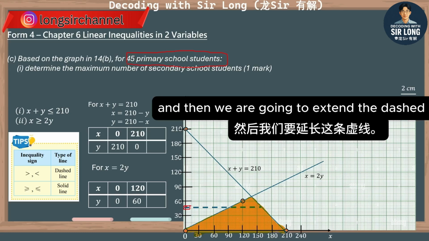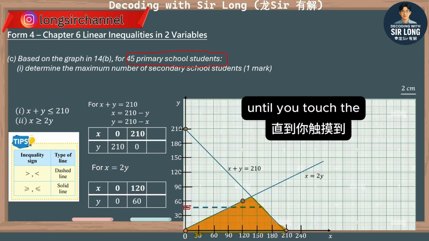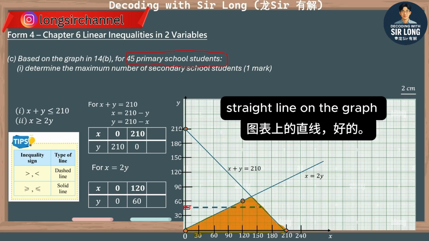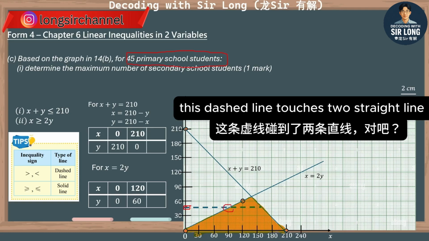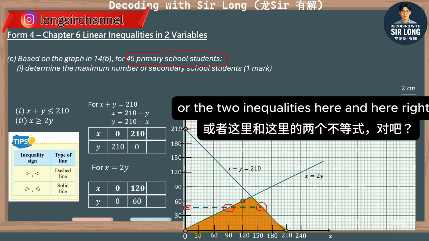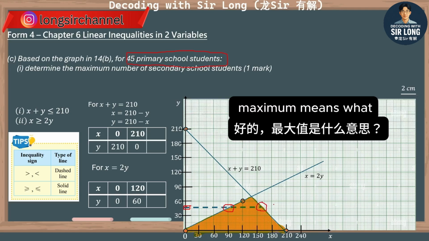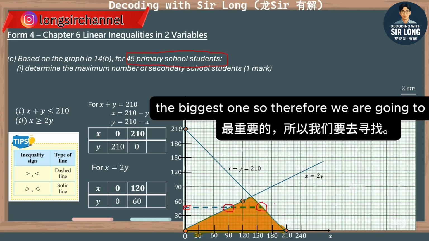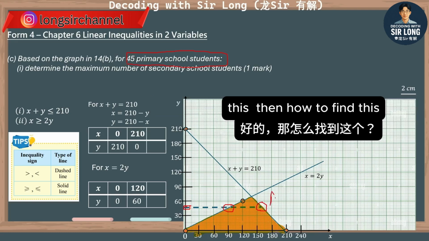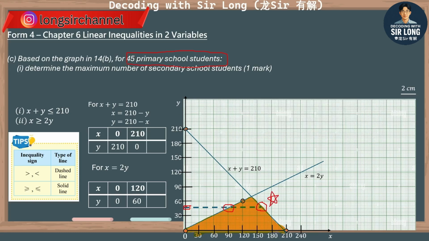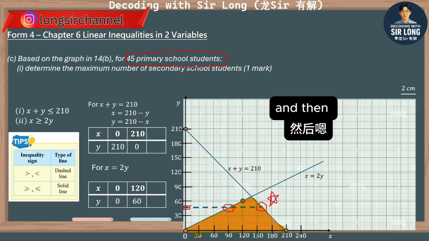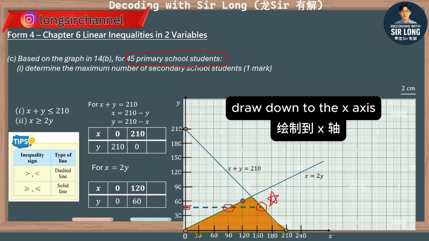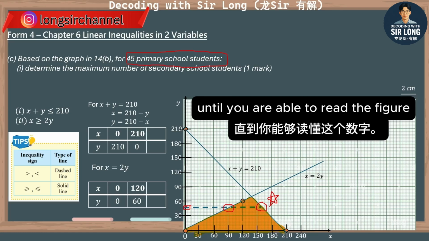And then we are going to extend the dashed line until it touches the straight line on the graph. And then we are going to find the bigger number. Obviously, this dashed line touches two straight lines, or the two inequalities here and here, right? Maximum means what? The biggest one. So therefore, we are going to find this. Then how to find this? We are going to change the direction of the dashed line and then draw down to the x-axis. Here you are able to read the figure.